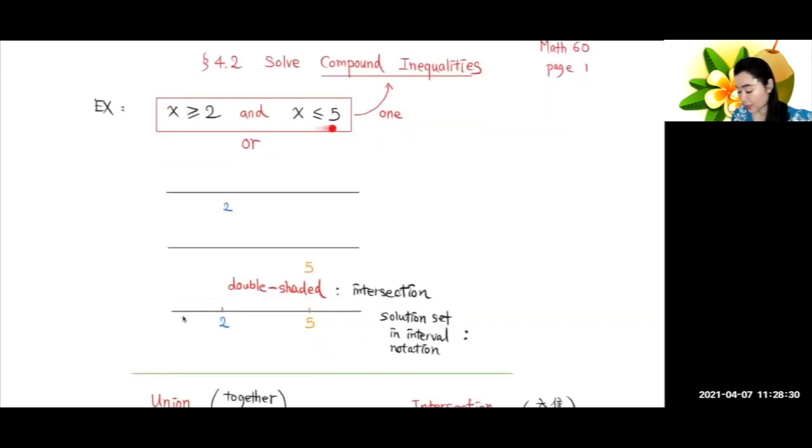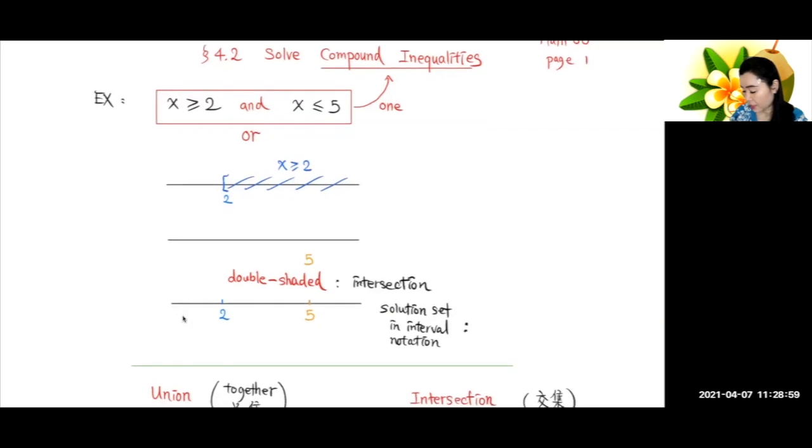So in this example, x has to be greater than or equal to 2 and also less than or equal to 5. The first inequality, the first graph, is x greater than or equal to 2. We locate 2 and shade the right side of 2. The second inequality is x less than or equal to 5. We locate 5 over here and shade the left side of 5, including 5, because of the equal sign, so the 5 is included.